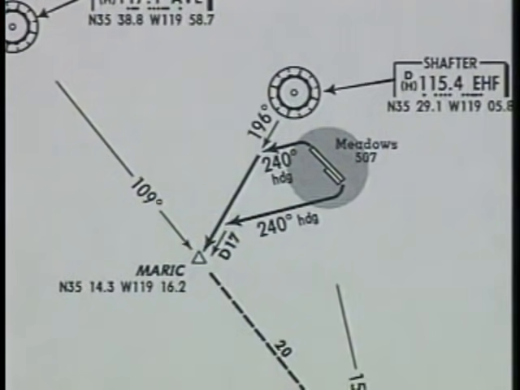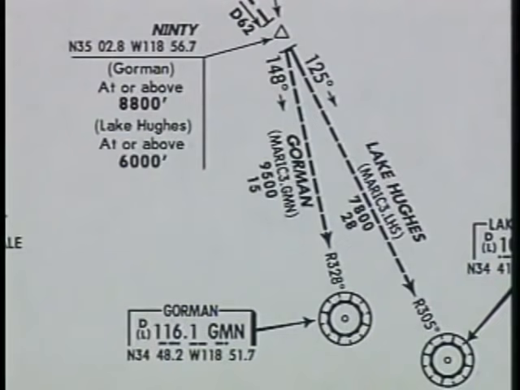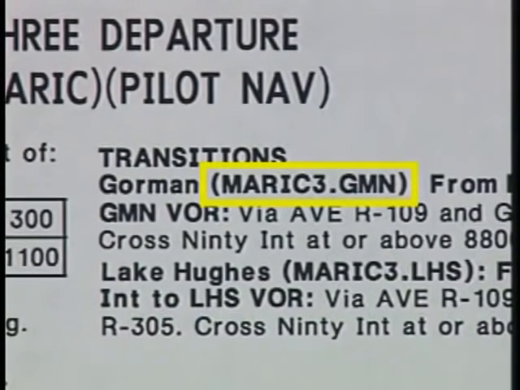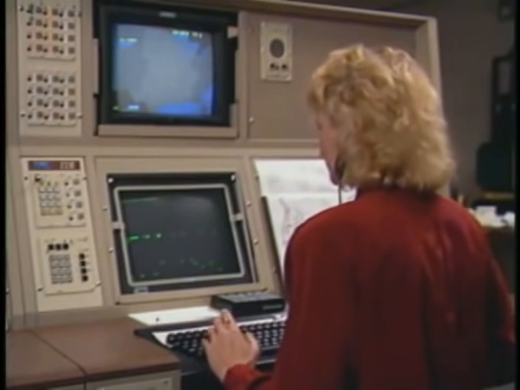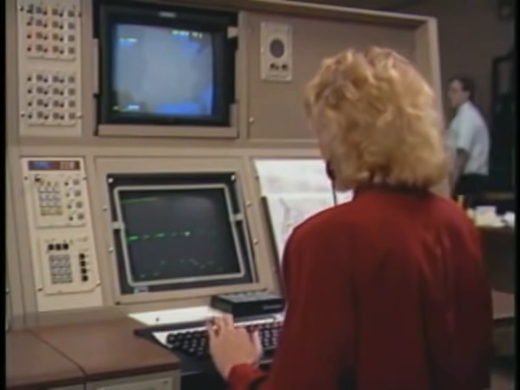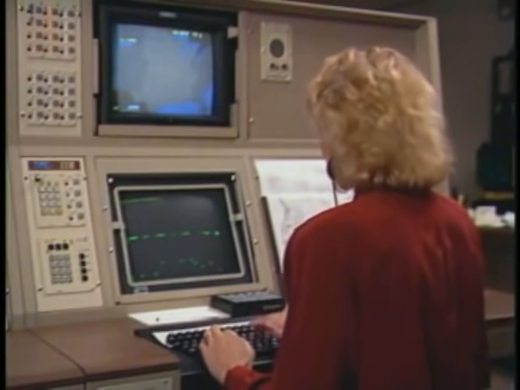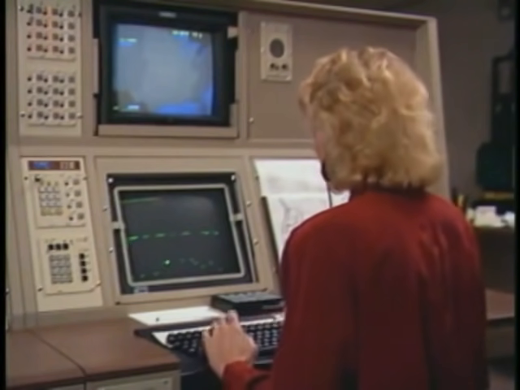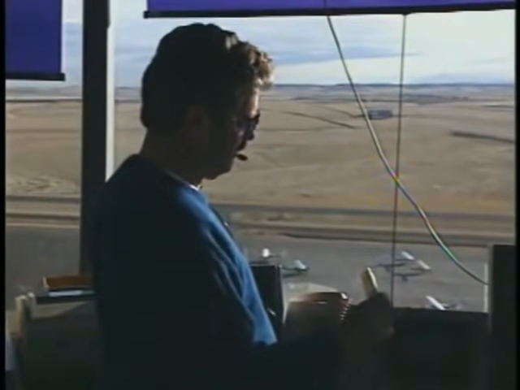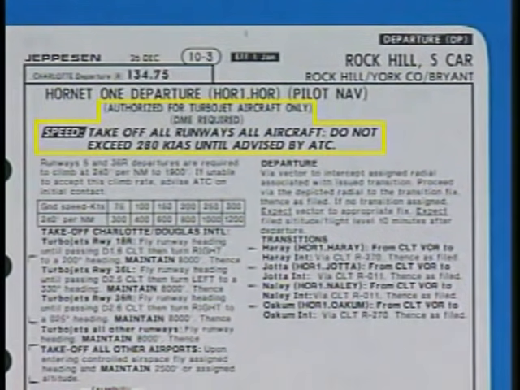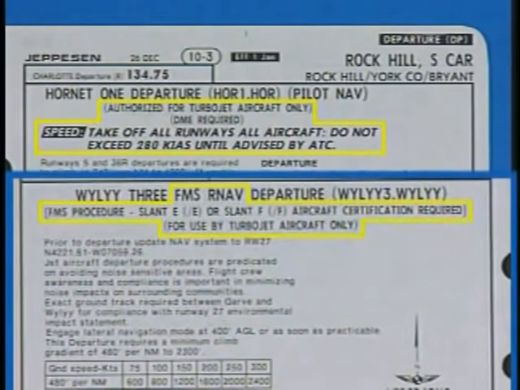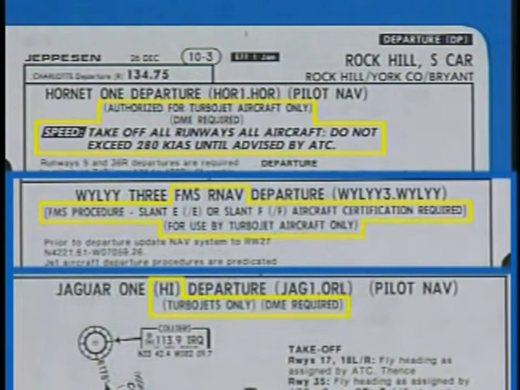If the flight is composed of a departure and transition route, such as the Gorman transition, the code MARIC3.GMN should be used. By using the computer codes, you not only help the flight service station specialist, but you also help yourself. Since the computer codes won't have to be looked up, the specialist spends less time entering the flight plan into the computer. This should enable you to receive your clearance in a minimal amount of time. You must carefully review any departure procedure, required performance and equipment criteria. Some high-performance procedures are depicted here.